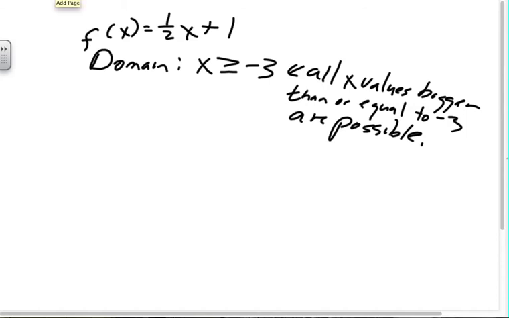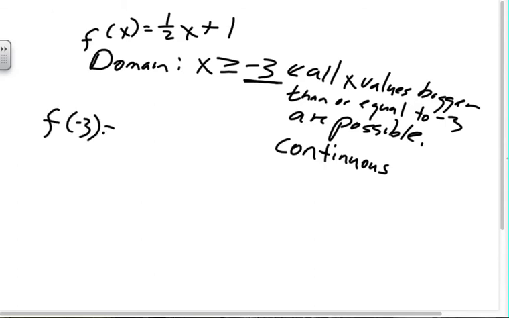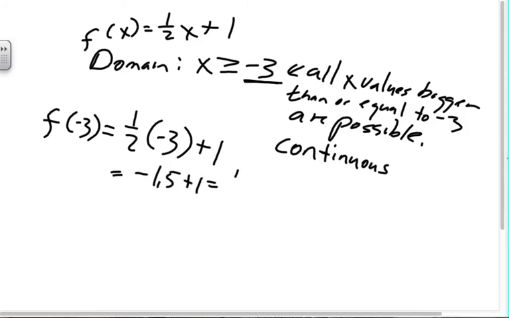Okay, which makes this continuous because all values are possible as long as they're bigger than this guy. So what we do on this one then, since I know x is going to be bigger than -3, my function value is also going to have to be bigger than -3. So I'm going to find what the function is at -3. So it's 1/2 of -3 plus 1. This becomes -1.5 plus 1, which is -1/2.